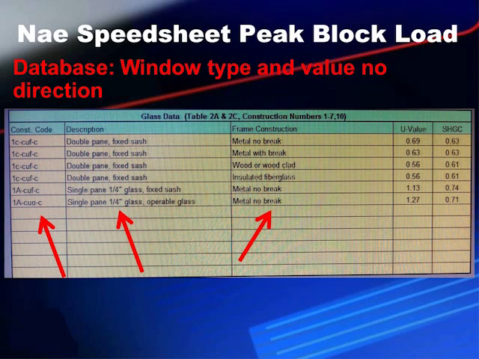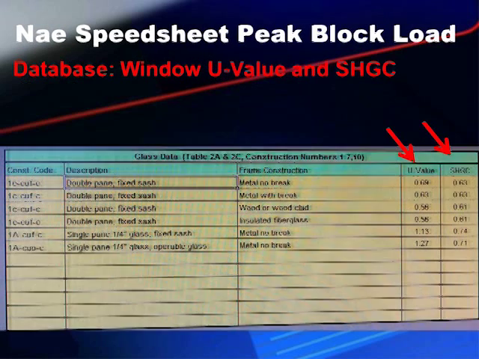Database. So now we click on that red database button, and we're going to start filling things in using our manual. We have window type and value, and we have no direction in here yet, but we have 1A, CUO, which is the last bottom one there, and single pane quarter inch glass, and it's operable, and there's no metal break.